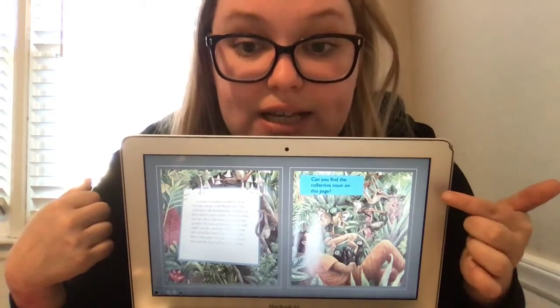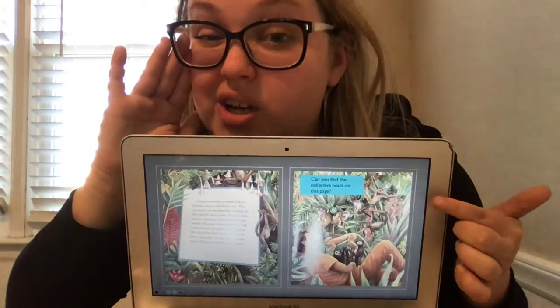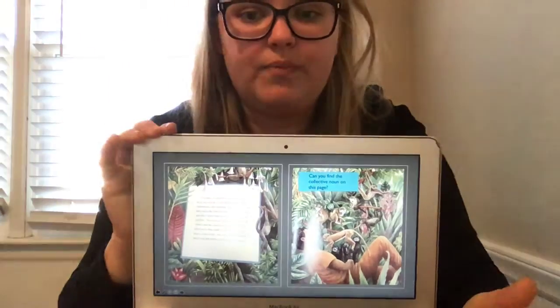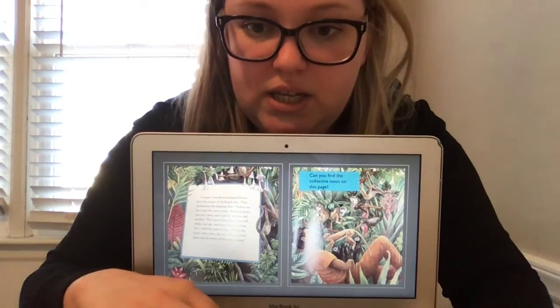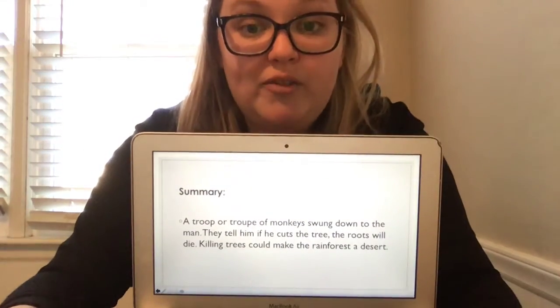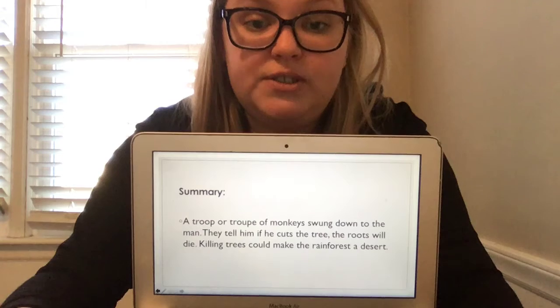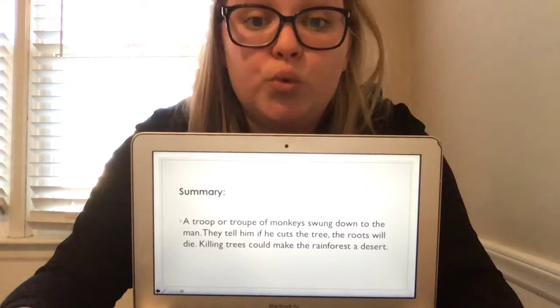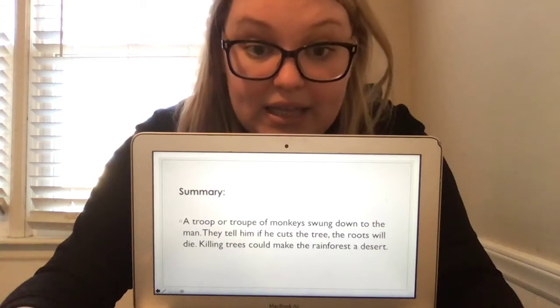Then we have another page here, and I have a little question here. I said, can you find the collective noun on this page? Okay, see if you can find the collective noun for monkeys. All right, so the monkeys are here. So a troop of monkeys swung down to the man. They tell him if he cuts the tree, the roots will die.